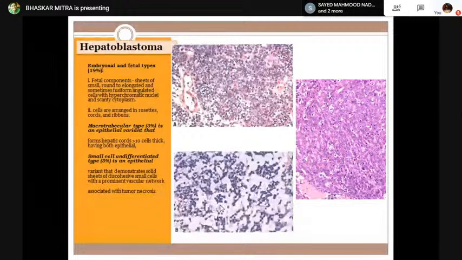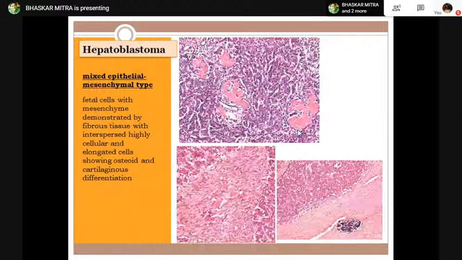There may be small cell undifferentiated type. The cells are small, undifferentiated, with hyperchromatic nuclei. Prominent vascular network is there. More pleomorphism, more aggressive nature, more mitosis is there. These are the different patterns of hepatoblastoma that we can see if it is pure epithelial.